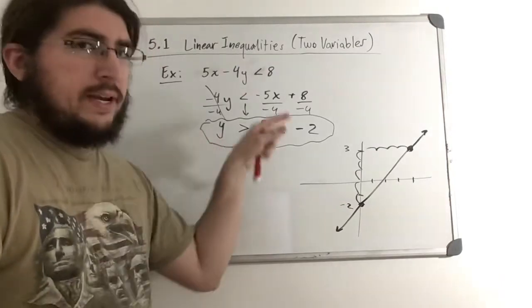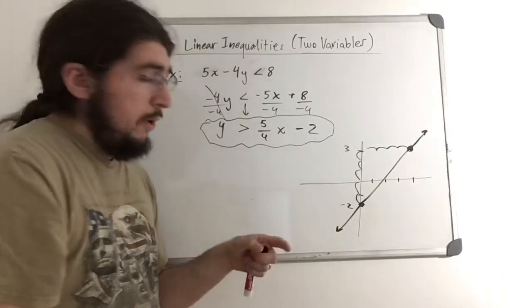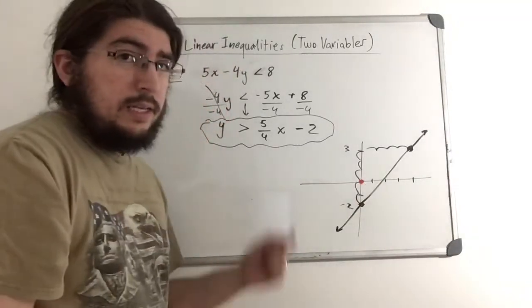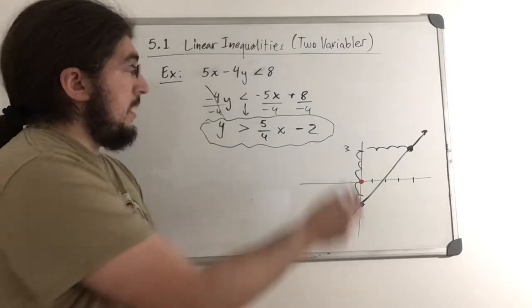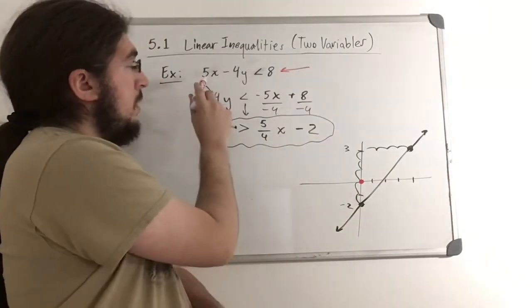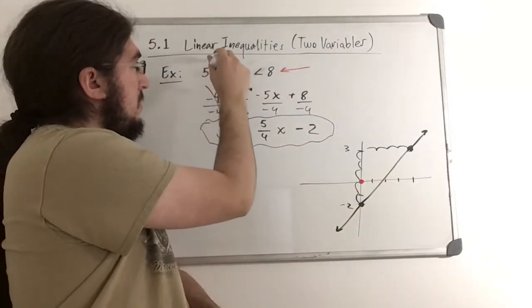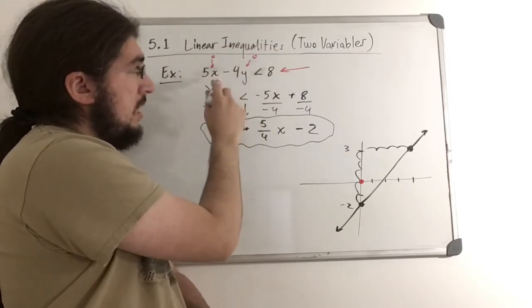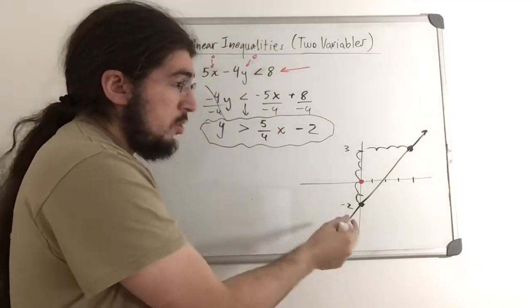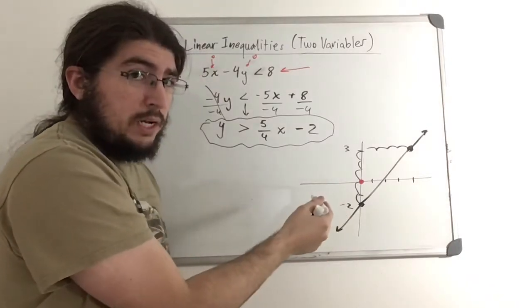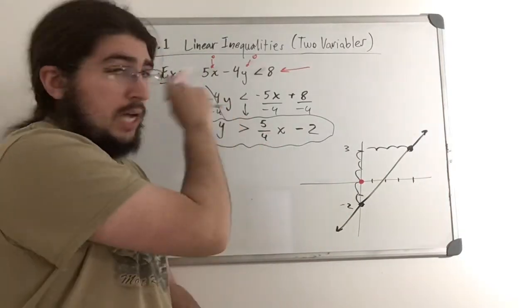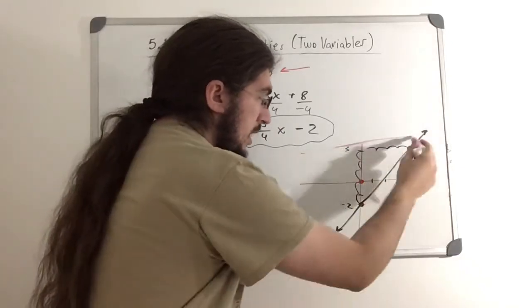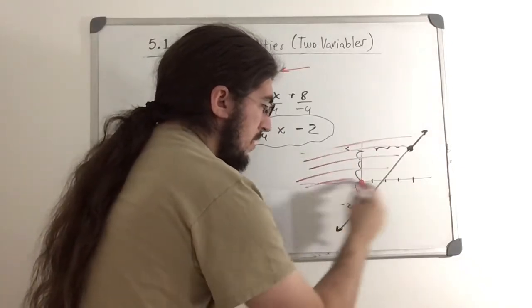It's less than. So we can pick a test point, and the point I'm always going to pick as a test point, if it's not on the line, is 0, 0. So we're going to plug it into the original. Plug in 0, 0, x is 0, y is 0. We get 0 is less than 8. That's certainly true. So we shade the side where that test point is. If it was not true, then we shade the opposite side. So I'm going to shade everything on the side of the line where this test point is.